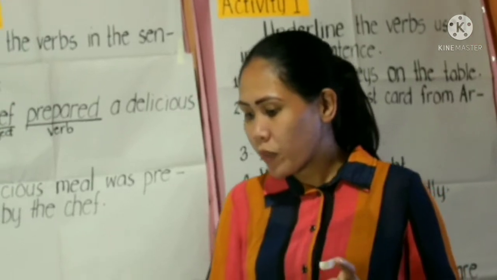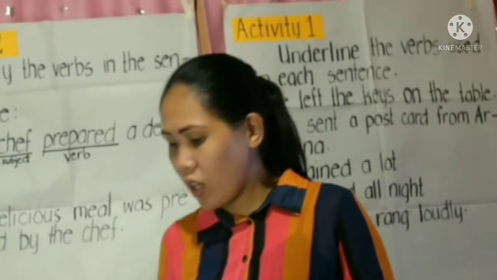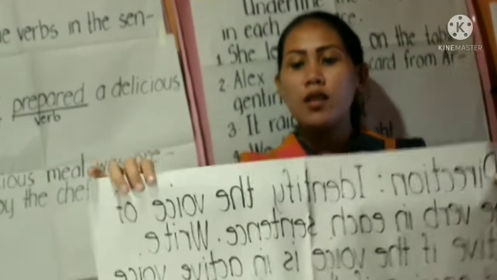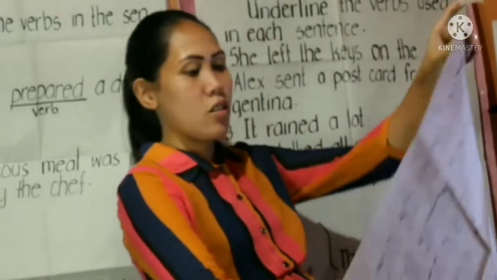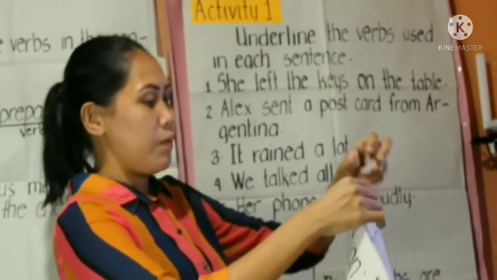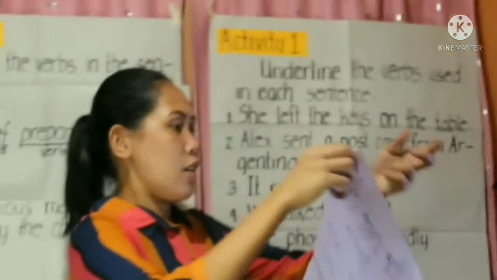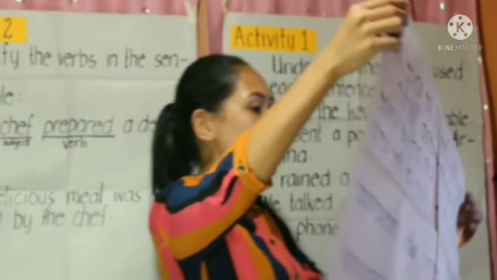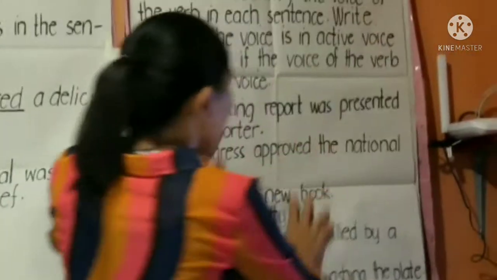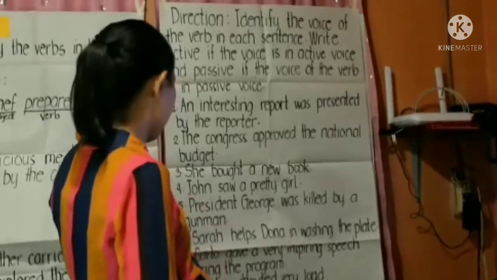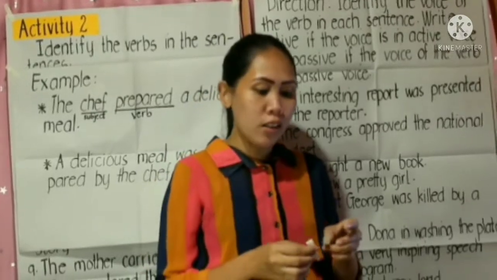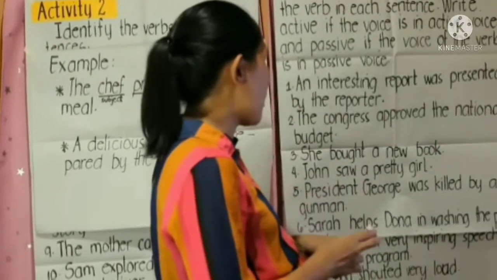So let's proceed. In this next activity, you will identify the verbs in the sentence. Write active if the verb is in active voice, and passive if the verb is in passive voice. On one whole sheet of paper, class. And later on, we're going to check your answers. Okay, your time starts now. Okay, so are you done, class? Okay, so let us check your answers.